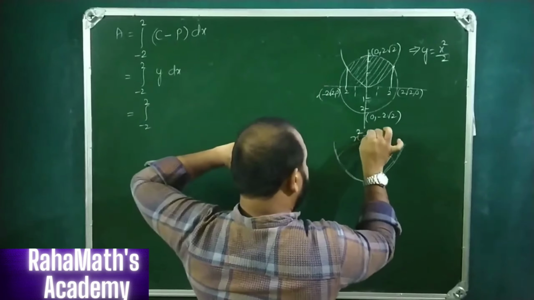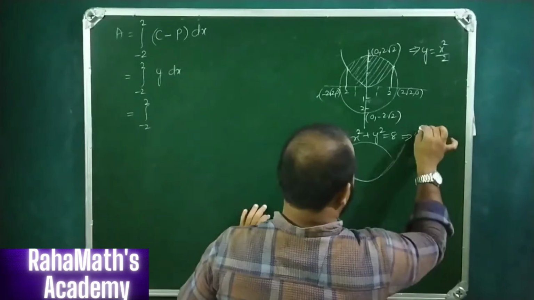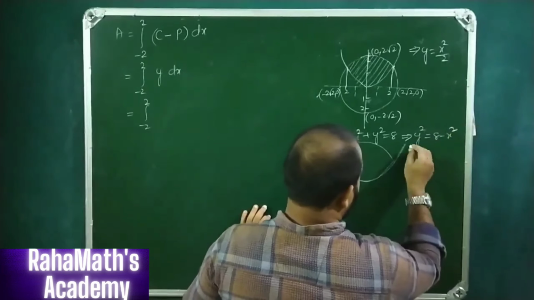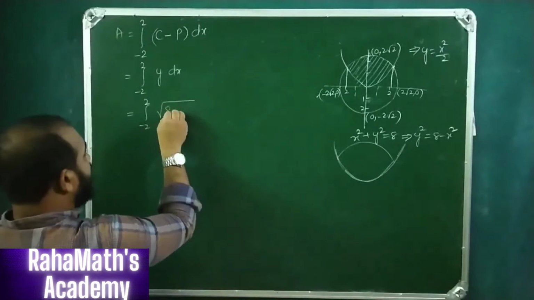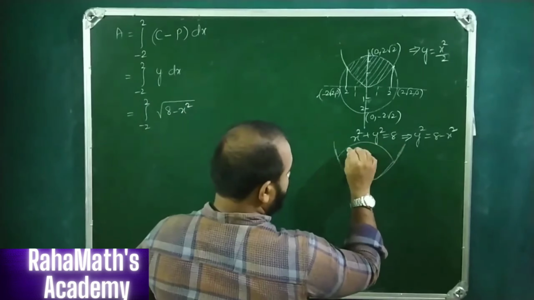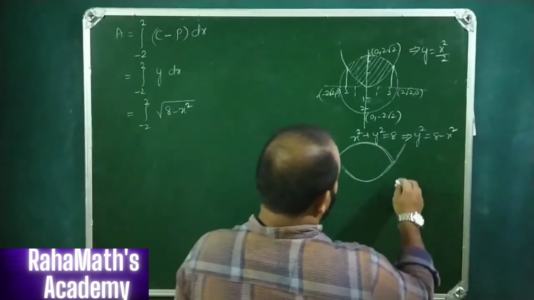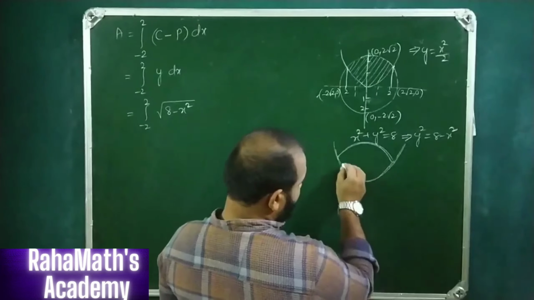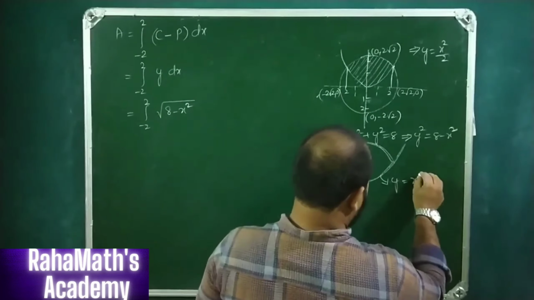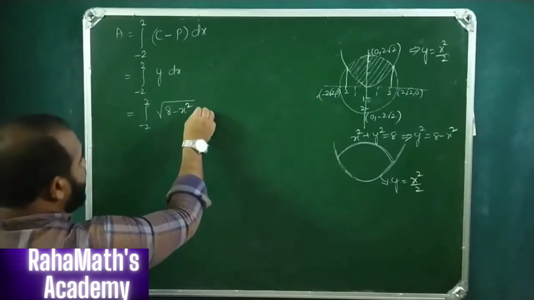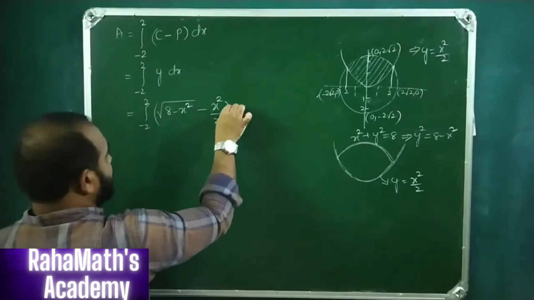This is the circle, x square plus y square equals 8. So y square equals 8 minus x square. Therefore, y is equal to the square root of 8 minus x square. This is the circle, and below it is the parabola. What is the parabola? x square equals 2y. From this, y is equal to x square by 2. So we integrate the circle minus x square by 2, whole dx.